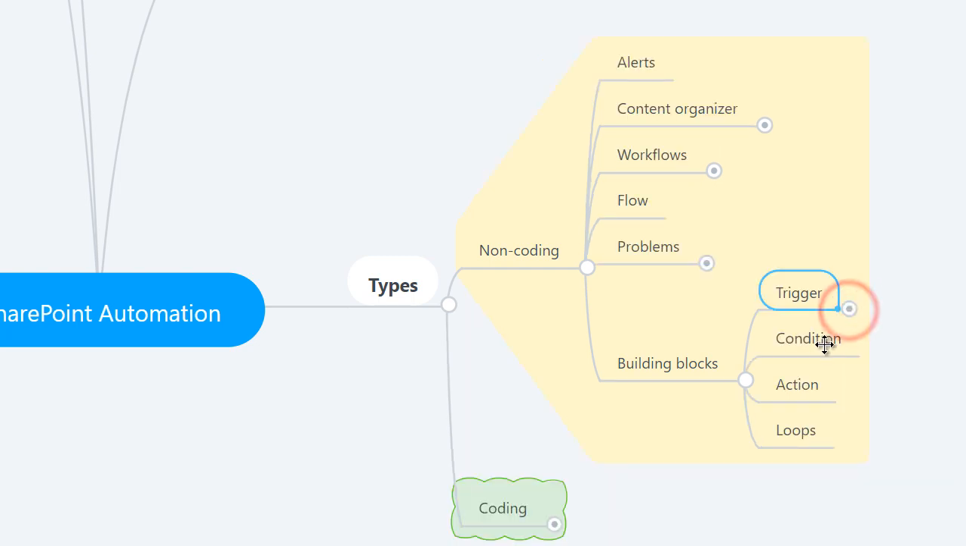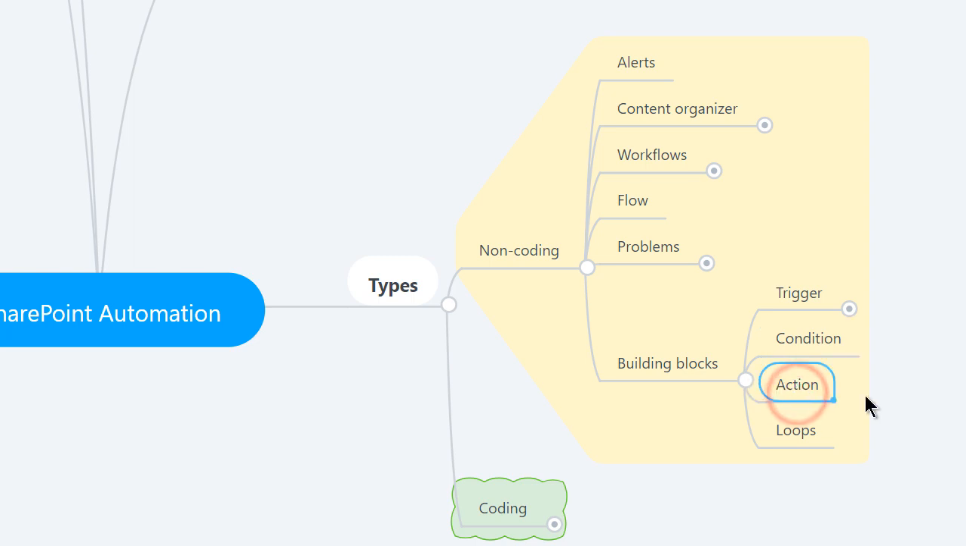So the second building block of a non-coding SharePoint automation solution is the conditions. If you're used to coding, then you know the if statement is one of the building blocks of all coding. So the condition is the main building block there. You want to check some condition. If the item or the document that you've uploaded fulfills certain specifications, then you will do some actions. And that's the next thing.